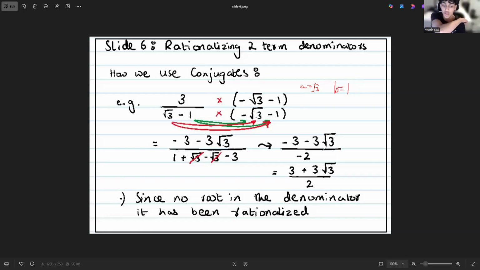This is often the preferred way because it's usually a bit more straightforward. To rationalize a denominator with two terms involving a square root, we multiply the numerator and the denominator by its conjugate, and then we use the difference of squares to eliminate the square root.